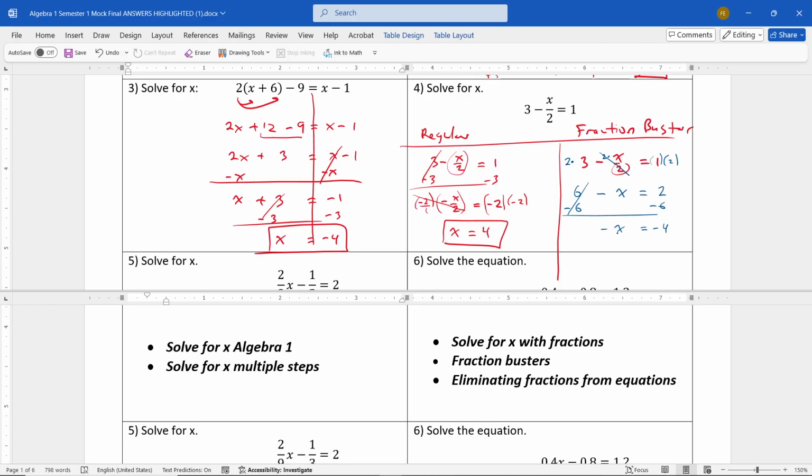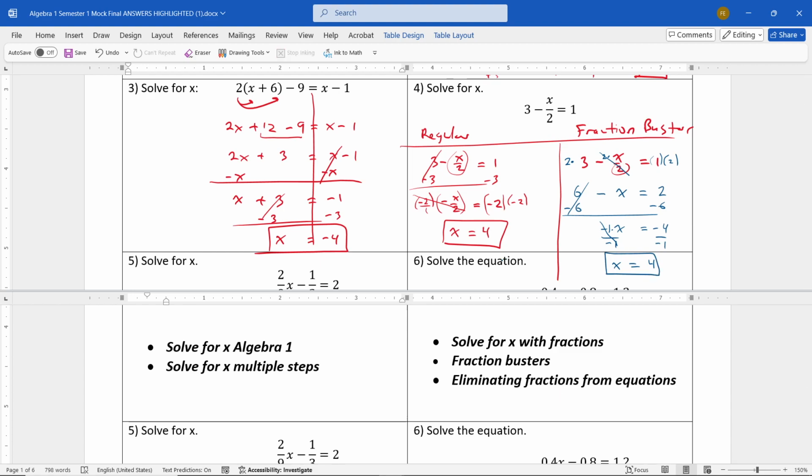And then here, we still need to get x alone. It's not alone yet. So -x is the same as saying -1x. So I will divide -1 to both sides to cancel out that -1. And you have left over x equals a negative divided by negative is positive. In this case, +4. So you got the same answer either way.